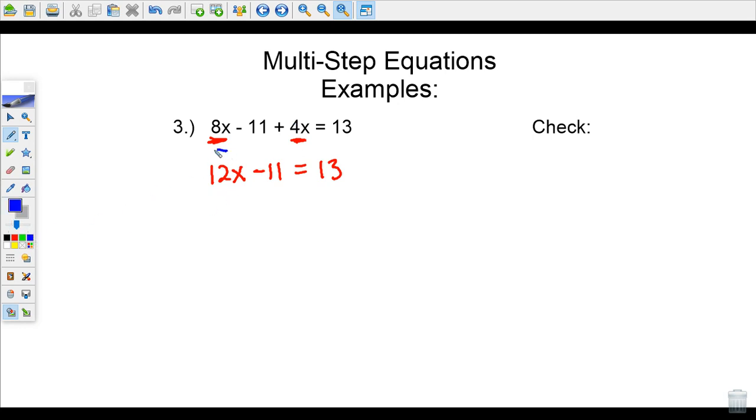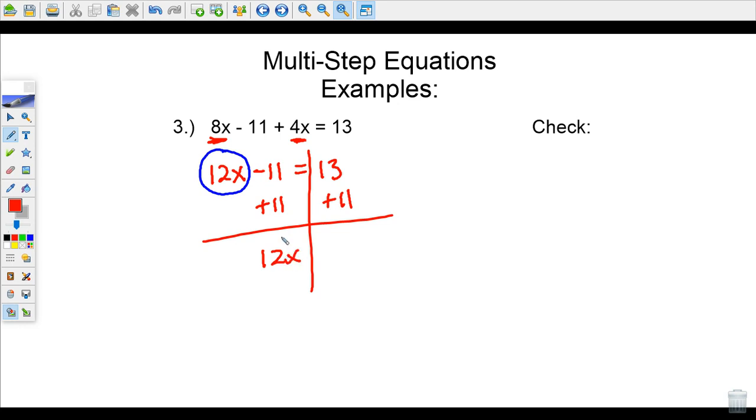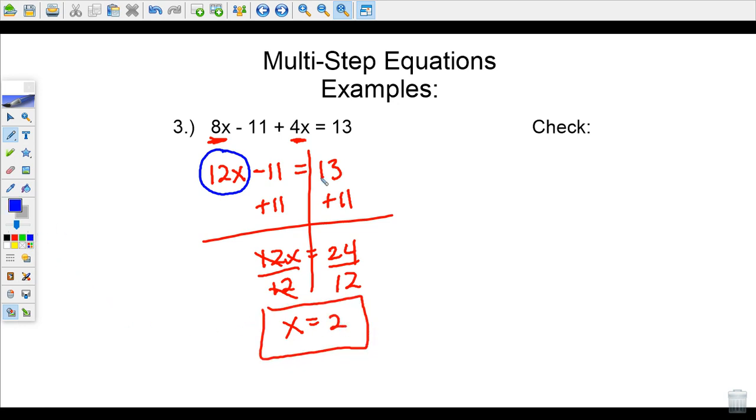So now we just have a two-step. Here's my present. Put my line down the equal sign. To get rid of the minus 11, I have to add 11. Follow my rule, do it to both sides. All that's left over here is the 12x because the negative 11 and 11 cancel. 13 plus 11 is 24. To get rid of this 12, this is multiplication. So to get rid of this, I undo it with the inverse, which is division. Multiplying by 12 was what was happening, so I have to divide by 12 on both sides. These 12s cancel and leave x. 24 divided by 12 is 2. X equals 2. Let's just check it and make sure.